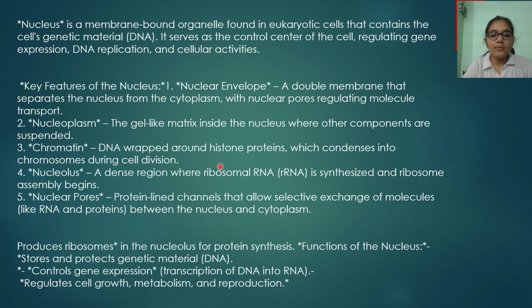तो DNA wrapped हो जाते हैं. अब जो chromatin thread होते हैं ना, what are the chromatin threads? They are the darkest stained thread-like structures. They are the DNA wrapped around the histone proteins, which condenses into the chromosome during the cell division. Then the nucleolus, a dense region where ribosomal RNA synthesized होता है and ribosome assembly begins.